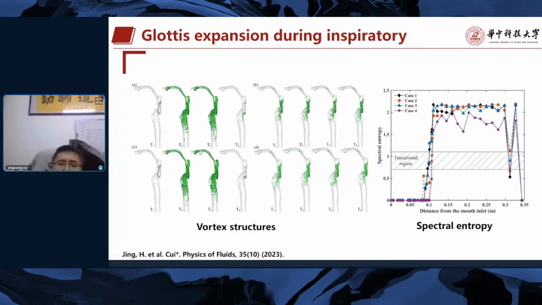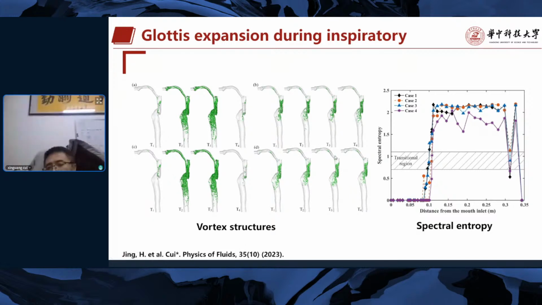We also analyzed the vortex structures using the Q method, and we could see that the vortex structures are also related to the inspiration curve. The curve increases first and then decreases, and with a larger number there is more turbulence, and with stronger turbulence there are more vortices. It's the same thing.